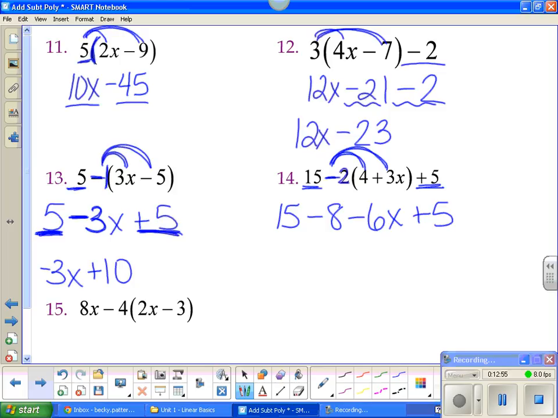Now that I've done my distributing, now I'm going to combine my like terms, but I'm going to have a heads up and I'm going to look for my descending order. So I really want the negative 6x to go first, and then I'm going to combine my 15 and my negative 8 and my positive 5. So 15 and a negative 8 is going to give me a 7, and 7 plus 5 is going to give me a positive 12.